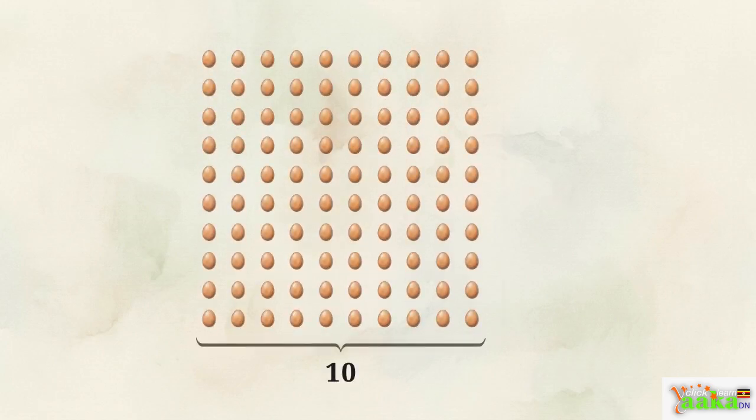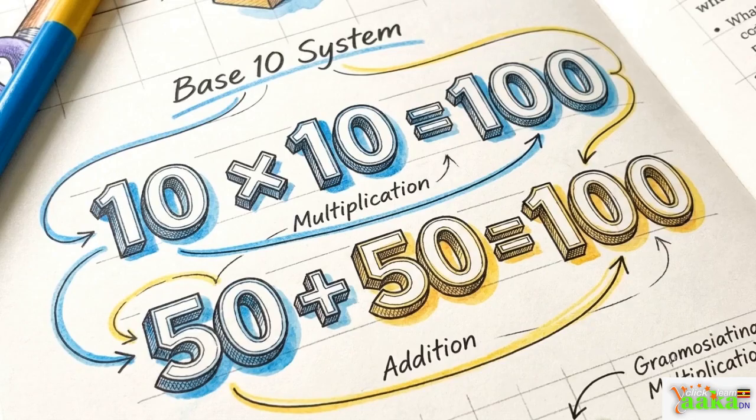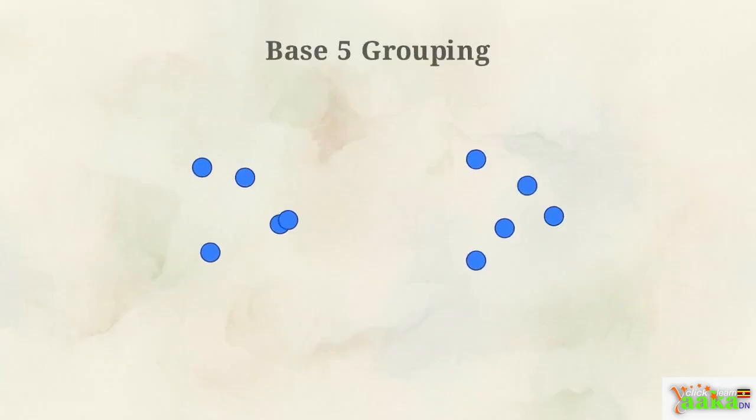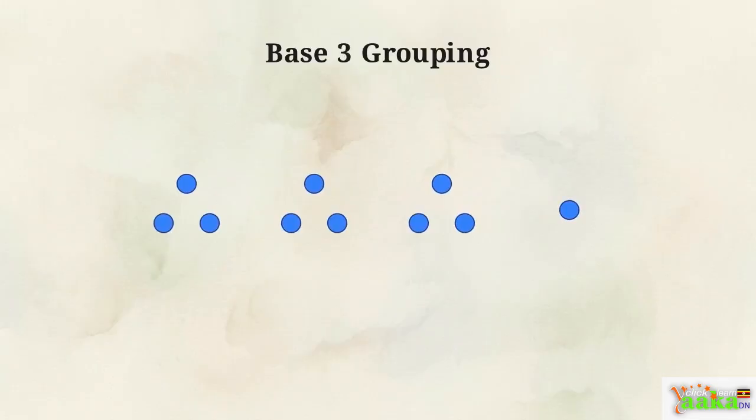We count in tens, 10 digits, 10 tens to 100. We do it so naturally that we think of base 10 as absolute mathematical law. But the reality is much simpler. We count in tens because humans have 10 fingers. Math itself is flexible. It's just a system of grouping.